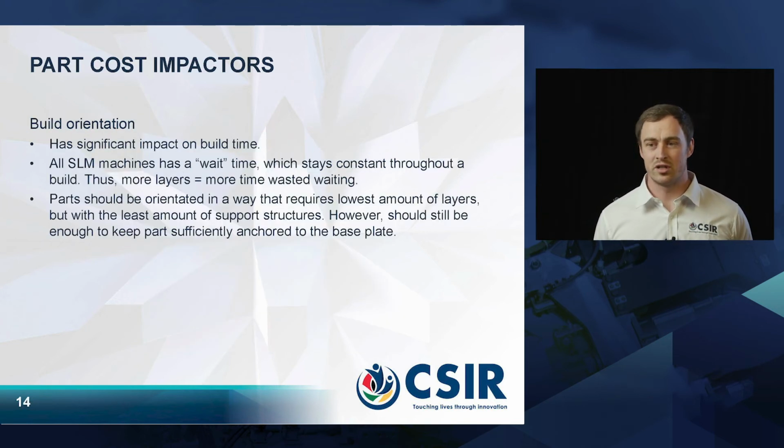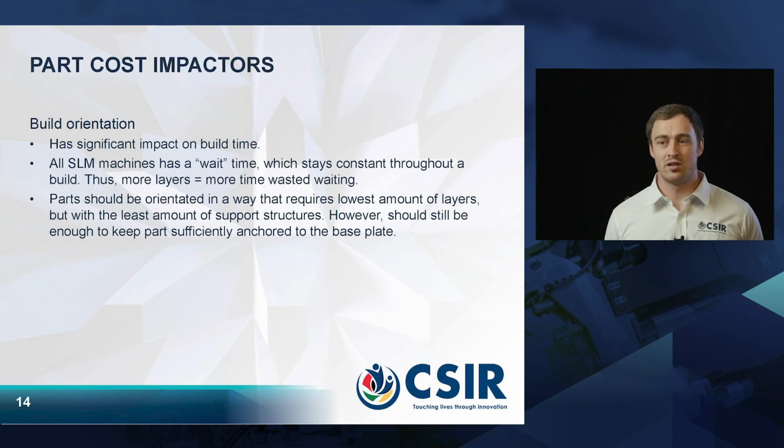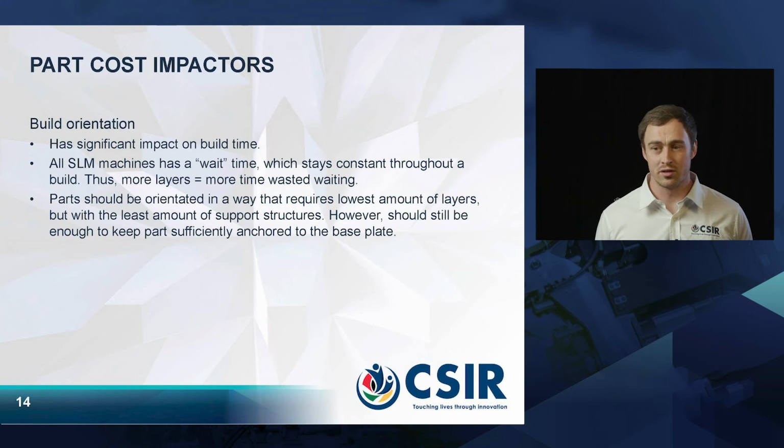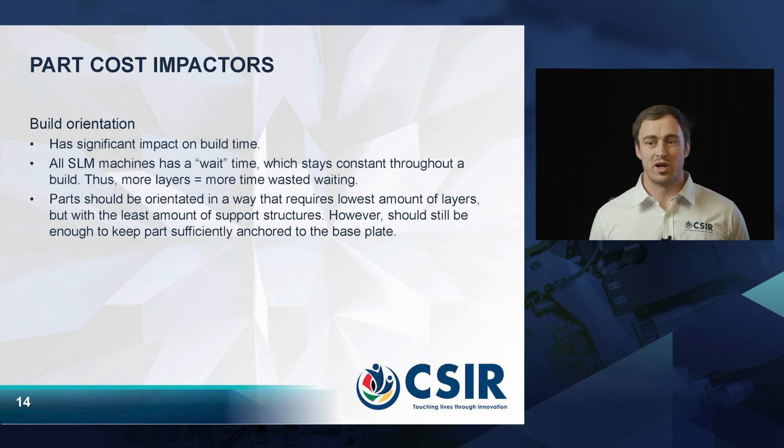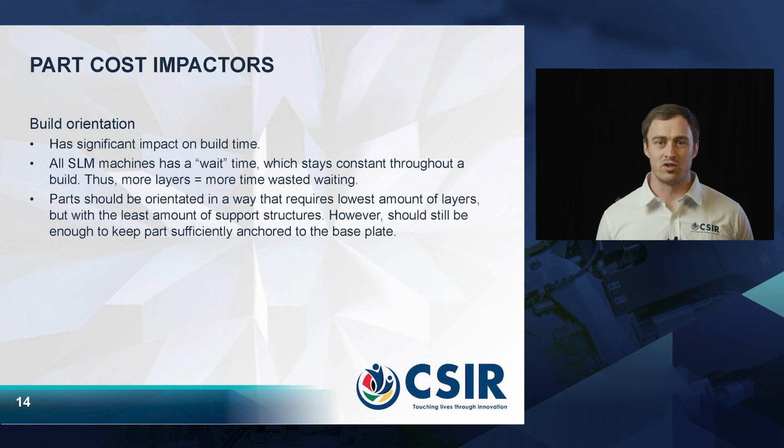The next is part orientation, which has a significant impact on the build time. Every selective laser melting machine has a wait time, which is when the laser is waiting for the next powder layer to be coated. This means the more layers, the more time is wasted waiting. Parts should be orientated in such a way that requires the lowest amount of layers, but with the least amount of support structures. However, the support structures should still be sufficient to keep the part anchored to the base plate.